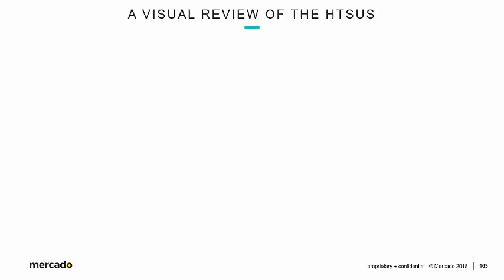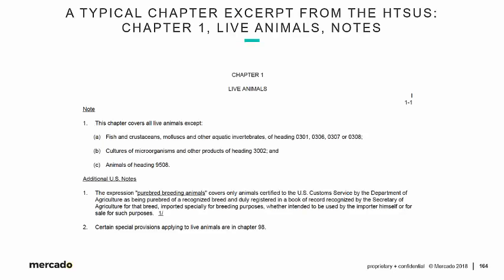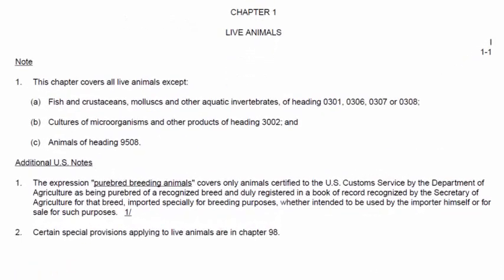Section 25 is a highly visual but very detailed review of the HTSUS. Let's get right into it. What we're going to be looking at are actual excerpts from the HTS. We're going to start with a typical chapter excerpt from the HTS at the very beginning: Chapter 1, Live Animals, with its notes.